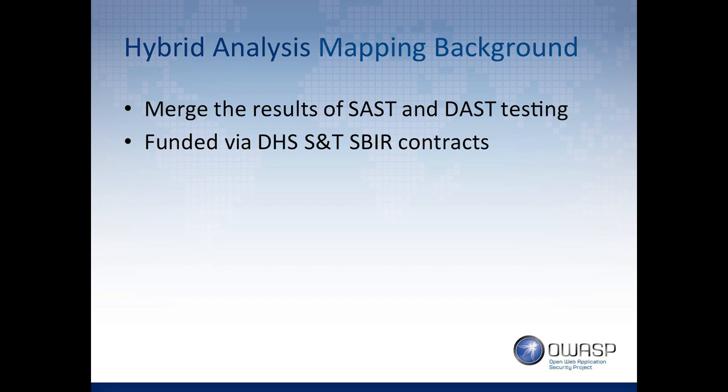Perfect. So, the technology that underlies all the stuff I'm going to talk about today is called hybrid analysis mapping. It was something that we originally built to allow us to take static analysis results, for example from a Fortify or a Checkmarx scan of an application, and to correlate that to the results of dynamic testing from something like AppScan, WebInspect, or Burp Suite.